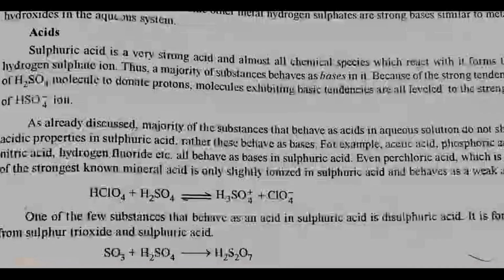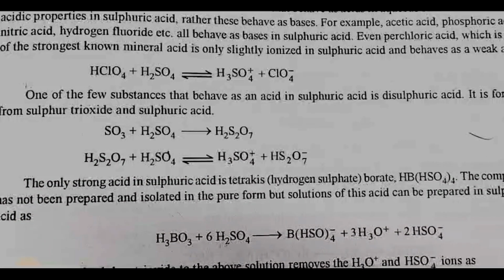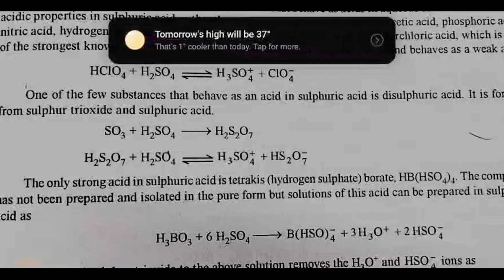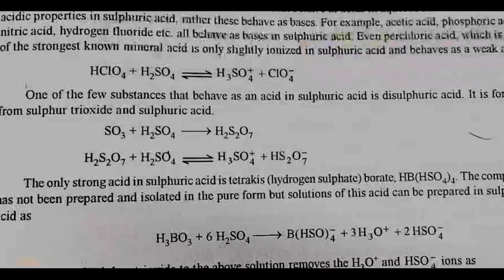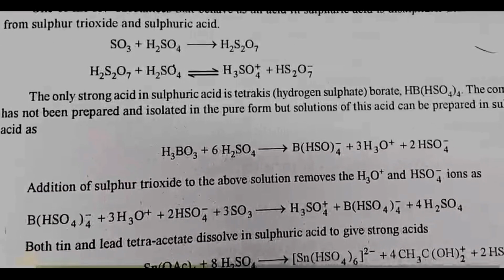Even perchloric acid, one of the strongest known mineral acids, is only slightly ionized in sulfuric acid and behaves as a weak acid. HClO4 + H2SO4 ⇌ H3SO4+ + ClO4−. One of the few substances that behaves as an acid in sulfuric acid is disulfuric acid. It is formed from sulfur trioxide and sulfuric acid. SO3 + H2SO4 ⇌ H2S2O7. H2S2O7 + H2SO4 ⇌ H3SO4+ + HS2O7−.